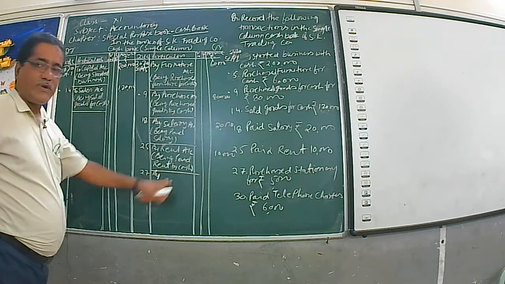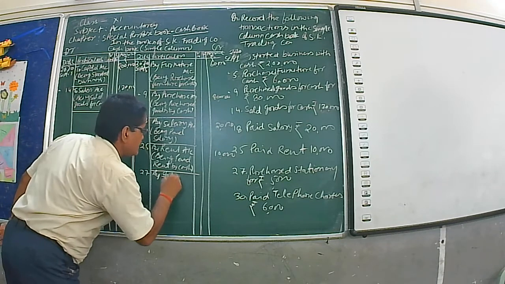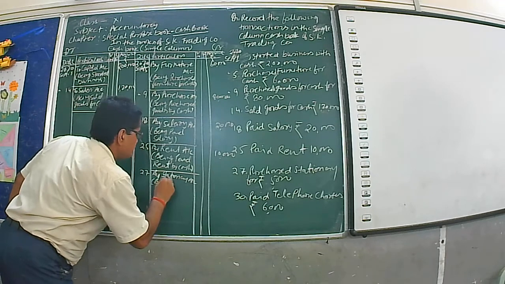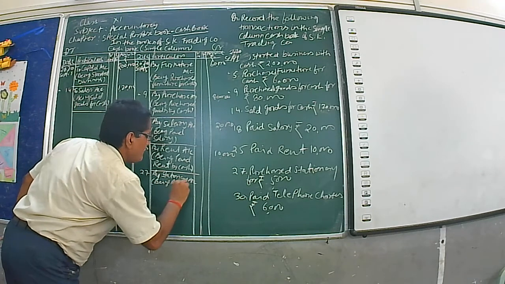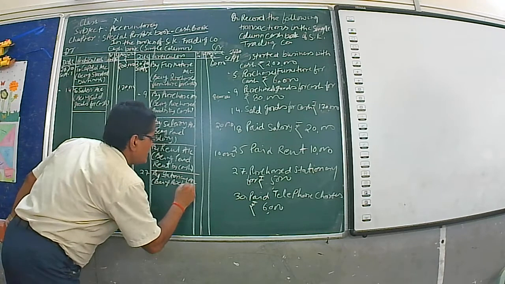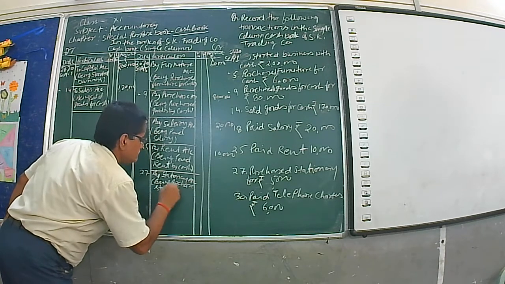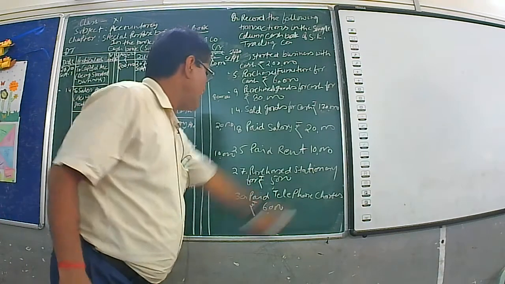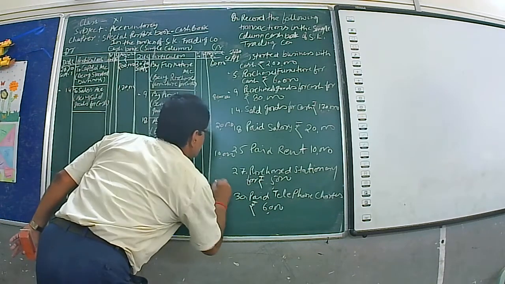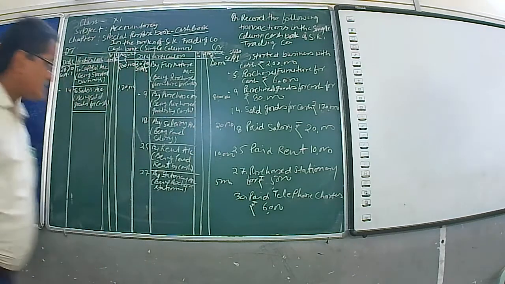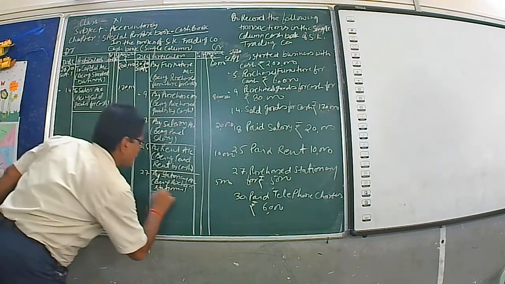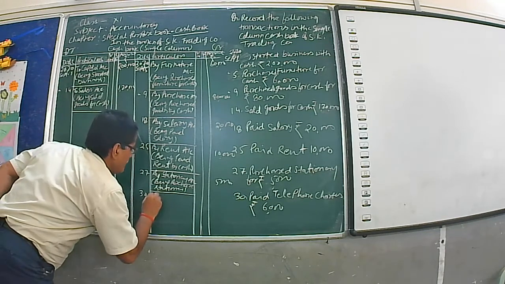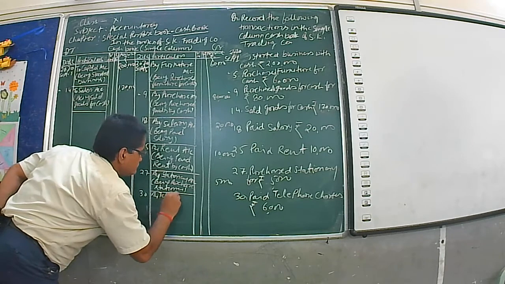Stationery account debit to cash, you will have to write it here by stationery account, being purchase stationery, and that is amount 5,000. Next one, paid telephone charges. You will have to write it here by telephone charges.